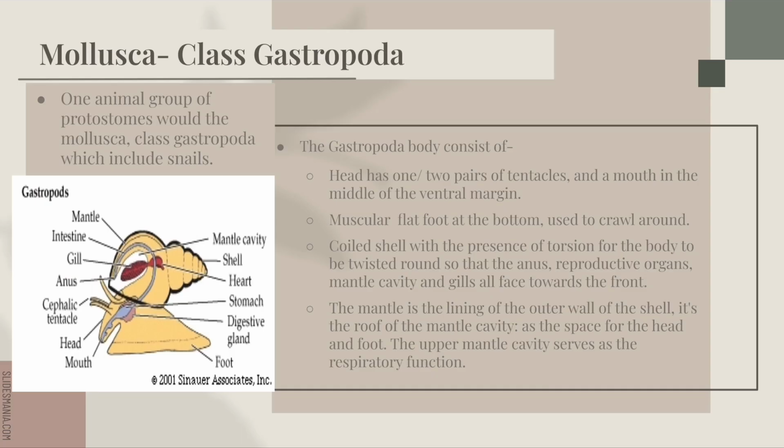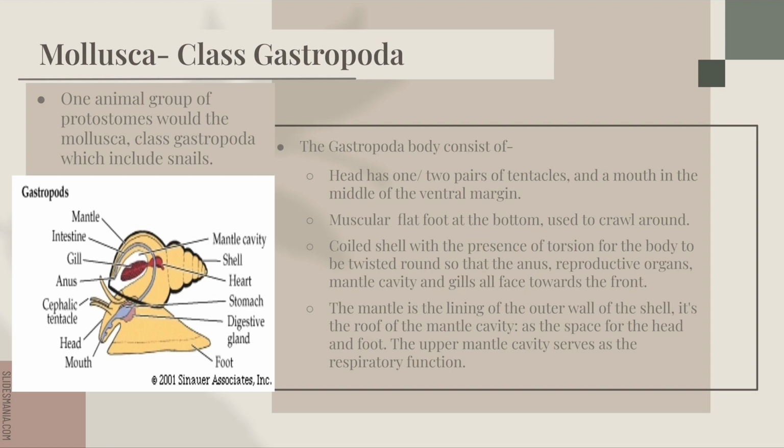So, one animal group of the protostomes would be the Mollusca, and then the snail, which would fall under the class Gastropoda. The gastropod body consists of the head, which could have 1 to 2 pairs of tentacles, and a mouth in the middle of the ventral margin. The muscular flat foot at the bottom is used to crawl around, as shown in the picture. The coiled shell, with the presence of torsion, twists the body around so that the anus, the reproductive organs, the mantle cavity and the gills all face towards the front.